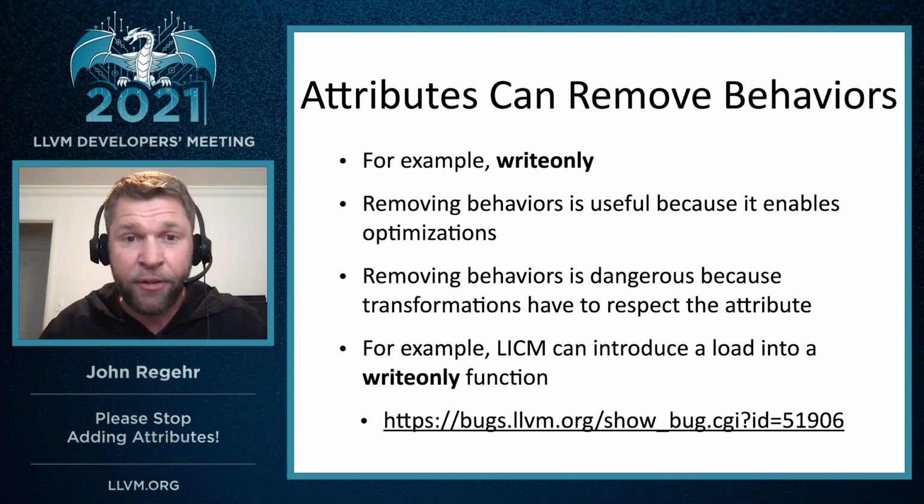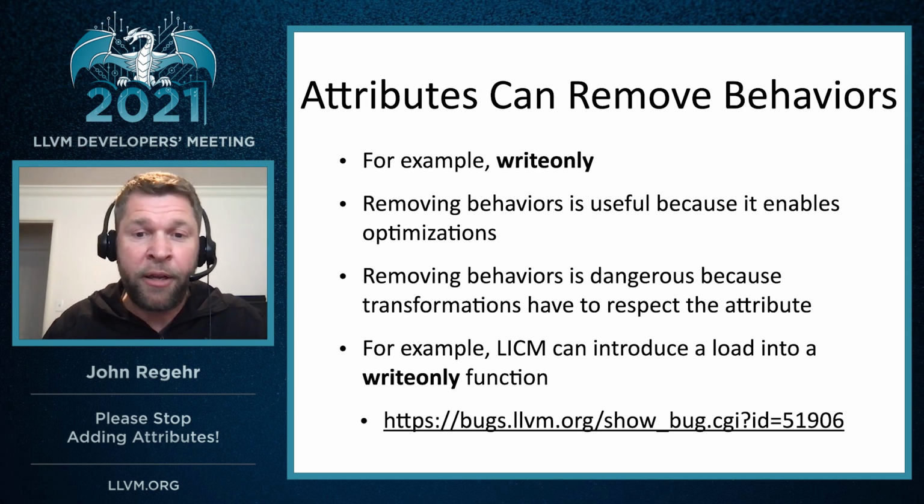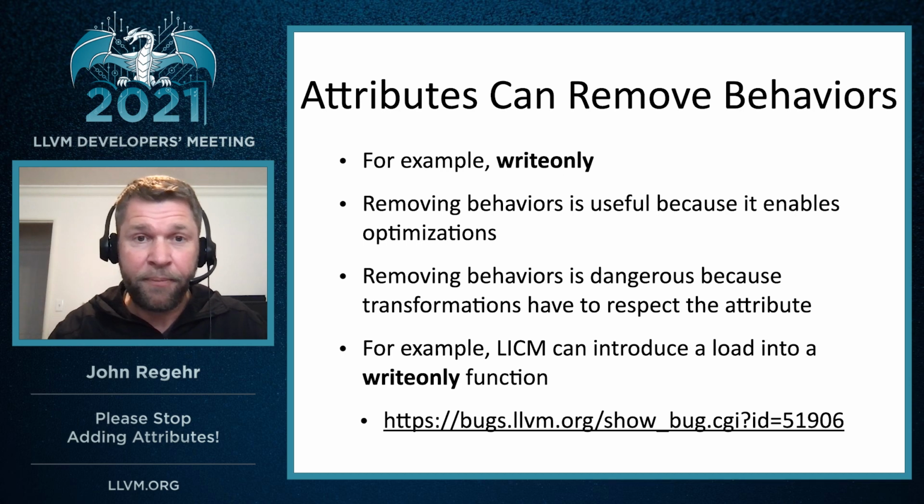This isn't hard to fix. We could either have loop invariant code motion remove the attribute when it introduces a load, or it could just not do that particular transformation when write-only is there. But either way, that bug is there, and it's going to need to be fixed. And it's very easy for these things to happen because the people writing optimizations are not necessarily aware of the full set of attributes, or they're not necessarily thinking about that all the time.